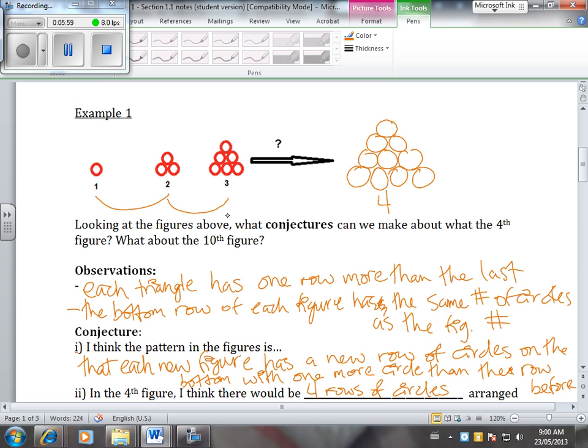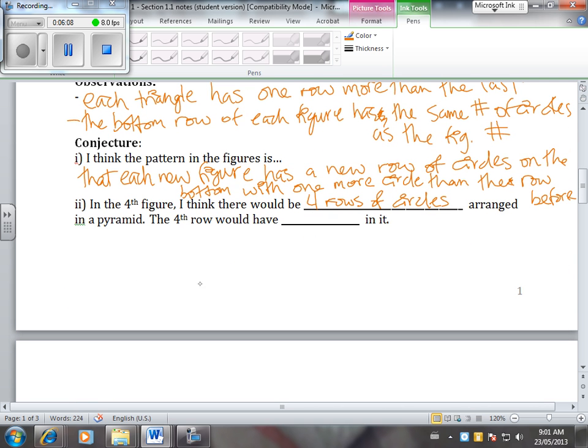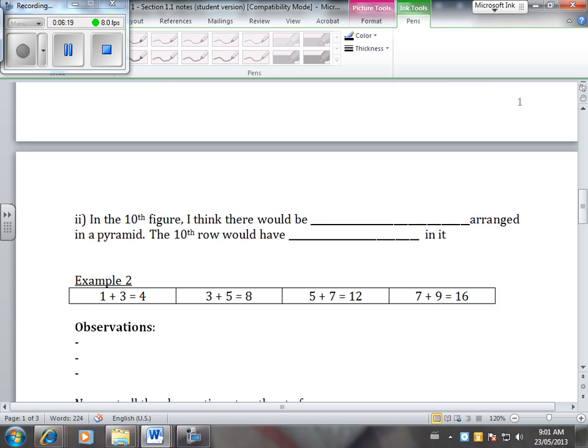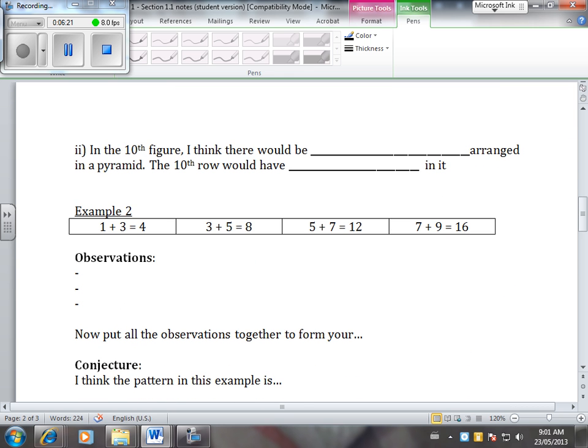Okay, so 1, 2, 3, 4. They're arranged in a pyramid or a triangle like the other ones were. And the fourth row would have 4 circles in it. And that's based on my conjecture. So if you had a different conjecture, then you might think there are different numbers of rows. And then in the 10th figure, based on my conjecture, I would think that there'd be 10 rows of circles arranged in a pyramid, and the 10th row would have 10 circles in it.